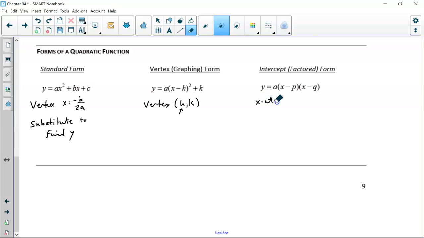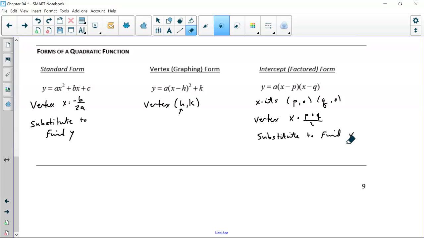The x-intercepts are at p, 0 and q, 0. You have to watch your signs for both. You always want to change both of those signs. Now, the vertex is in between the intercepts. The x-coordinate of the vertex, you add the intercepts. It's going to be p plus q, and then you divide by 2. That gives you the x-coordinate of the vertex, and then you substitute that value of x to find y. So keep that in mind as we're working on the next problems.